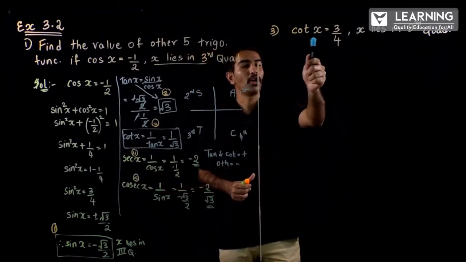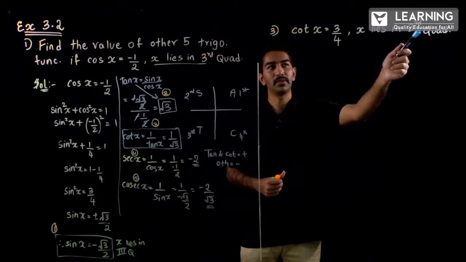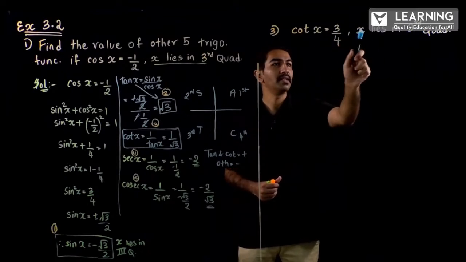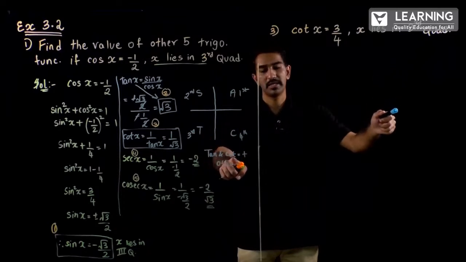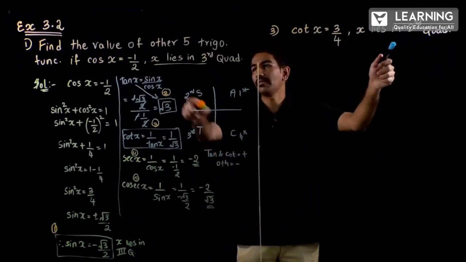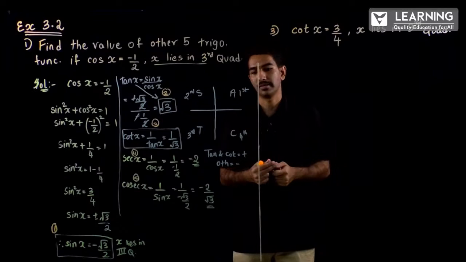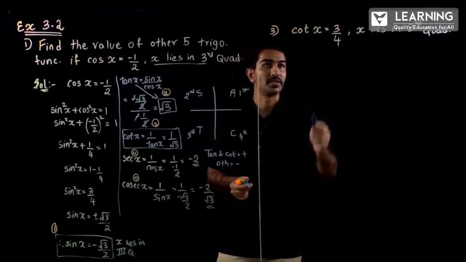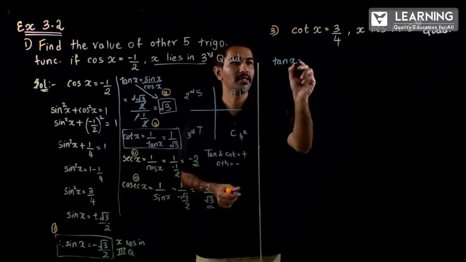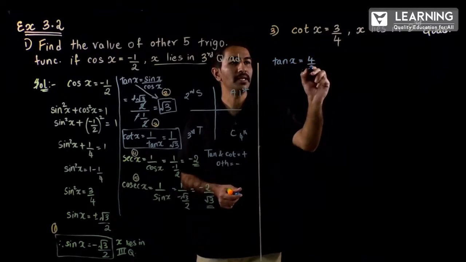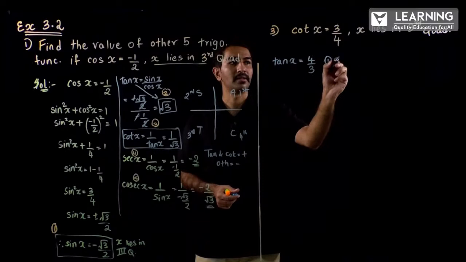Same thing, cot x is equal to 3 by 4, x lies in the third quadrant. See, cot is positive. Why? Because x is lying in the third quadrant. Is that correct? In the third quadrant, cot is positive. What should we find out here? Find out the other 5 trigonometric ratios. So what we'll do here, students, we'll take cot x. What is tan x? Easy to find out, right? Inverse of this, 4 by 3. So this is number 1 done.